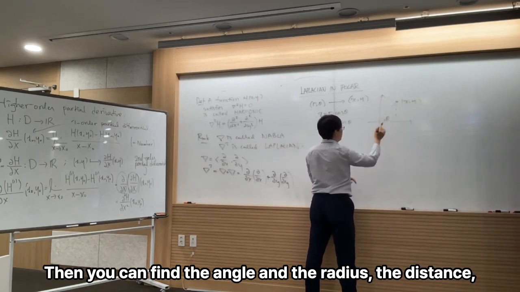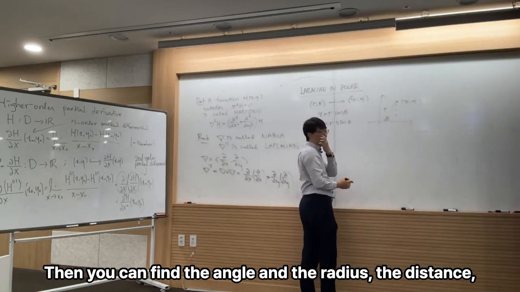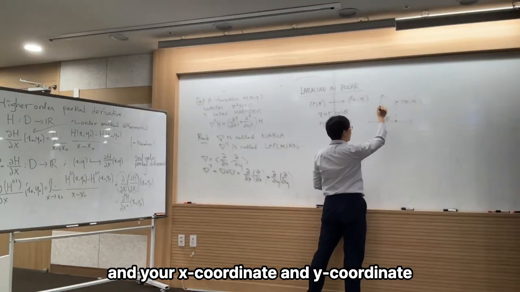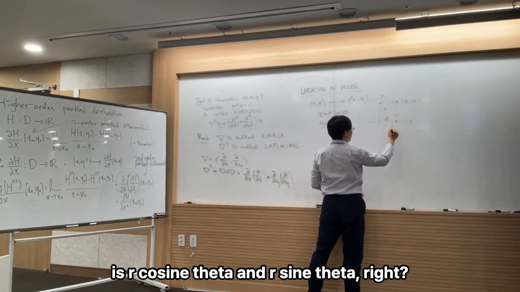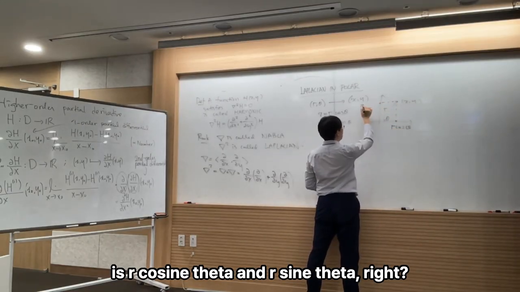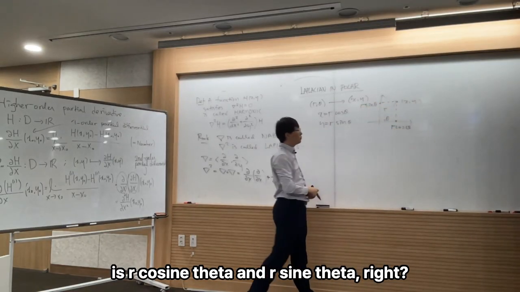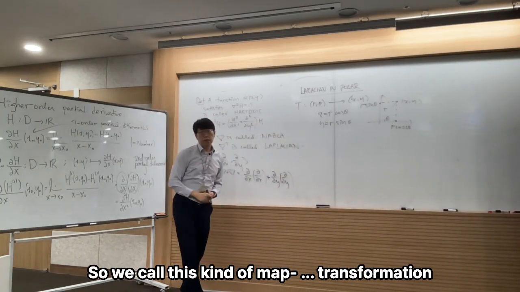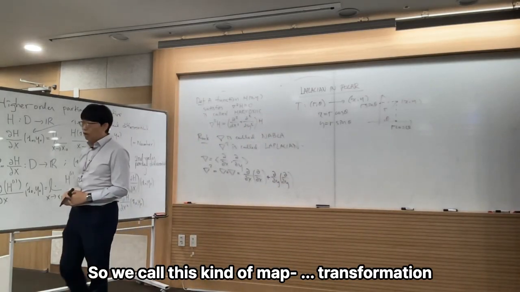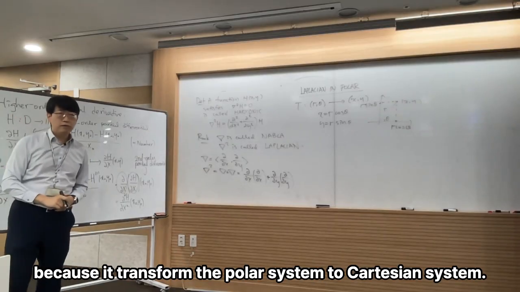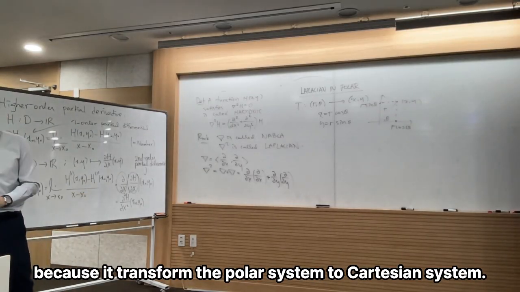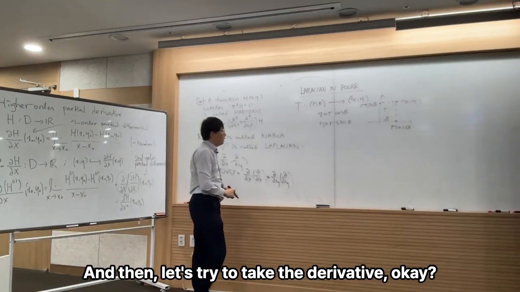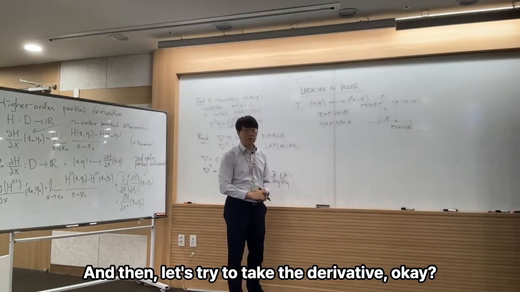Then you can find the angle and the radius, the distance. And your x coordinate and y coordinate is r cosine theta and r sine theta, right? So let's call this map T. We call this kind of map a transformation because it transforms the polar system to the Cartesian system. And then let's try to take the derivative.